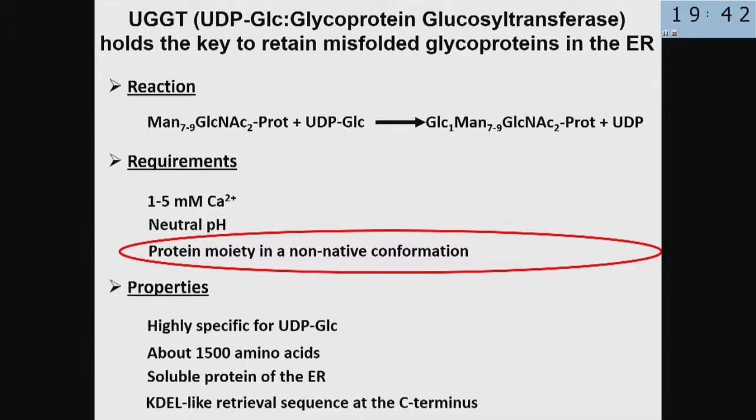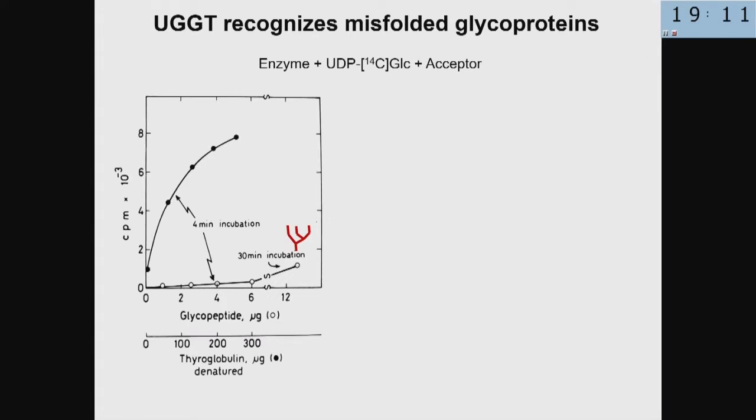Well, it requires calcium for activity. It's highly specific for UDP-glucose. It's quite large, about 1,500 amino acids. It's a soluble protein. But the most important property is that the protein moiety has to be in a non-native conformation for the activity, and I will show this property in very old and simple experiments. I don't know if you can see that.